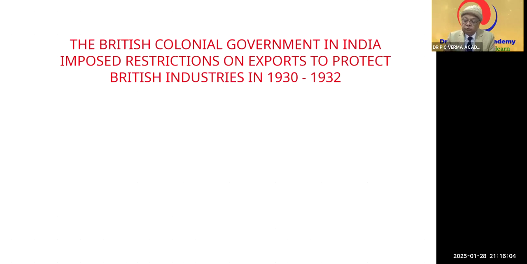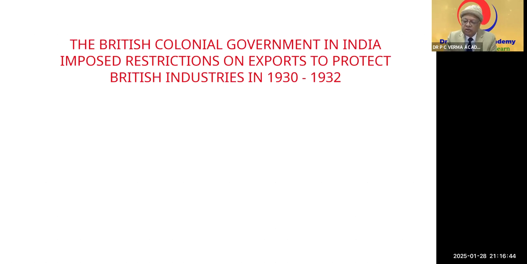Principle of discriminating protection. Principle of discriminating protection under British government 1930-32 is very famous. In any interview, you will be asked in UPSC interview and BPSC interview. The principle of discriminating protection under the British government in India during 1930-32 refers to the policy of providing protection to specific industries or groups while discriminating against others.